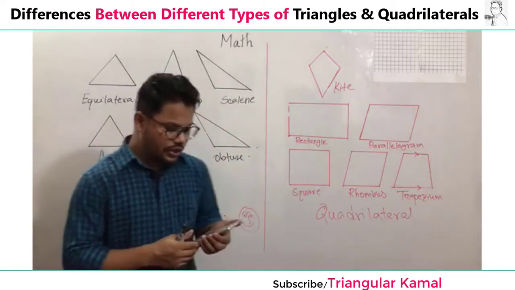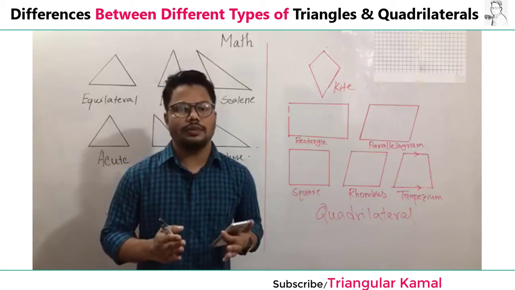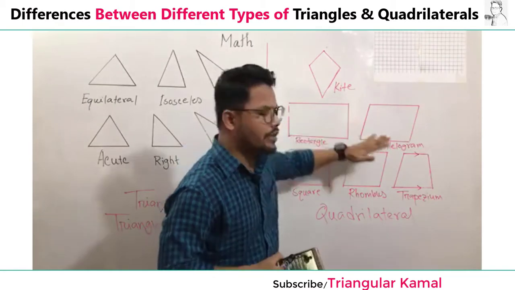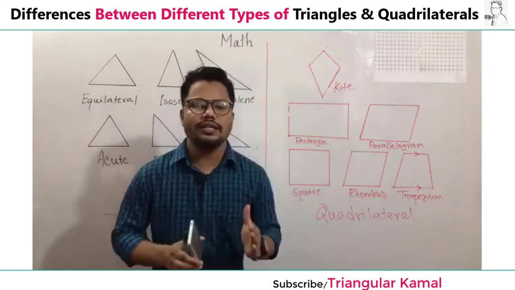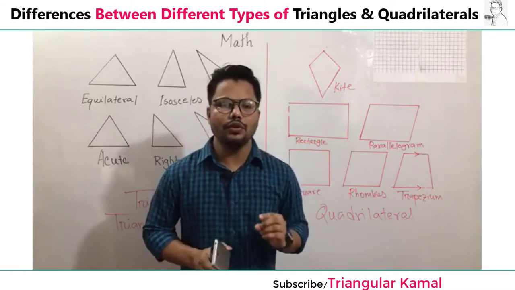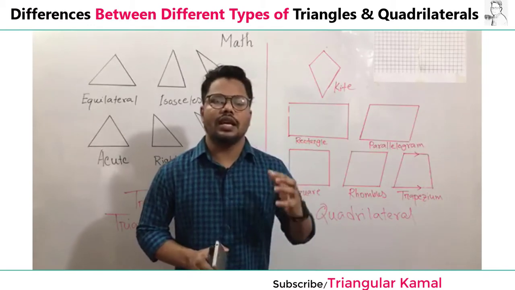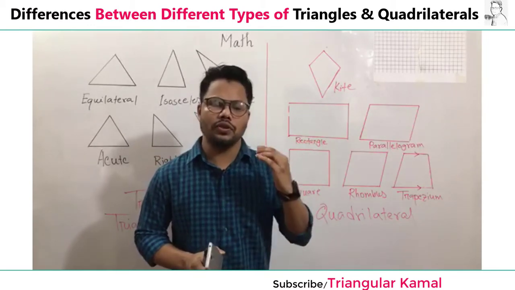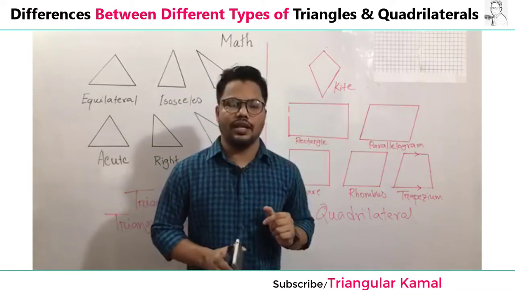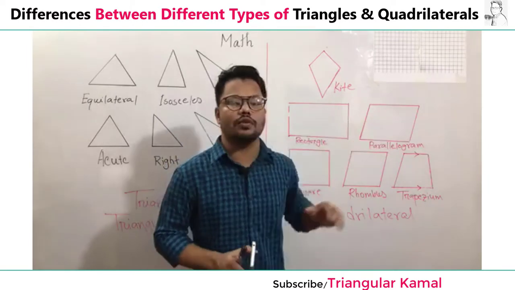And today we will discuss basically the difference between different types of triangle and the difference between different types of quadrilateral. What are their similarities and what are their dissimilarities? If you know the similarities and dissimilarities between them, you can identify or exactly find out the relation between them. And sometimes it's very essential in answering the creative questions.